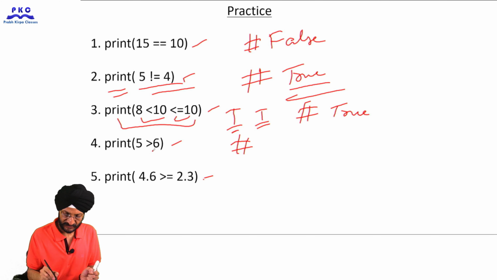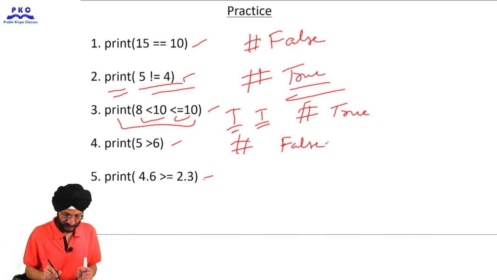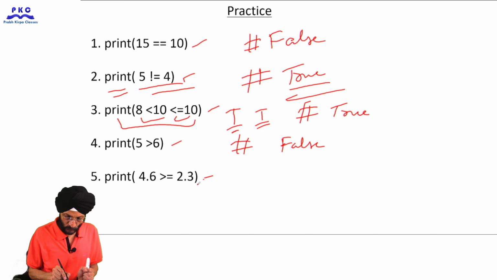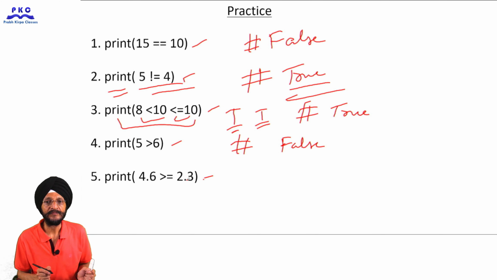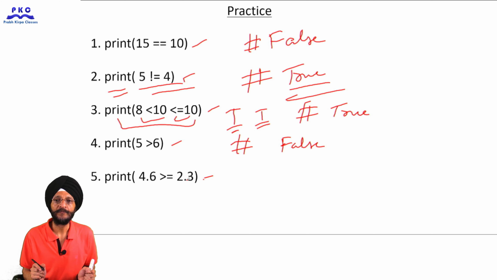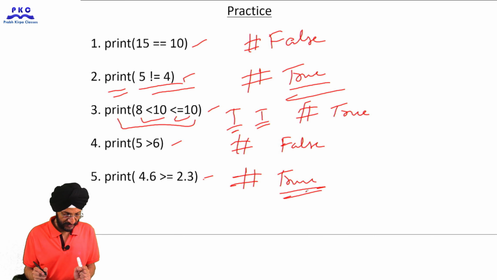5 is greater than 6. False. It is not true, because 6 is greater than 5. 4.6 is greater than or equal to 2.3. Naturally, 4.6 is greater, and it is not equal to 2.3, it is more than 2.3. So it will be interpreted as true, because 4.6 is greater.